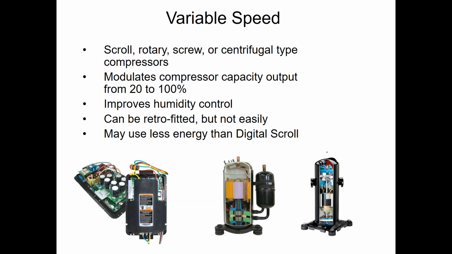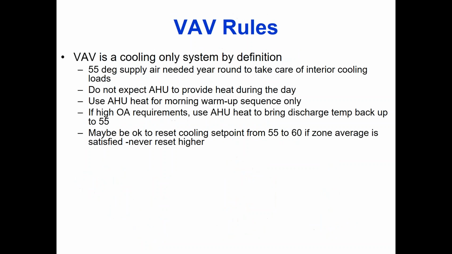Long story short, I got to have a way to control the capacity. I cannot have 1 or 2 stage units put on a VAV system. And even 3 stages is pushing my luck. If it's 3 stages plus hot gas bypass, okay, you could probably do that. But anything less than that is probably going to be difficult to control discharge air, especially if the unit is oversized, which most of them are.